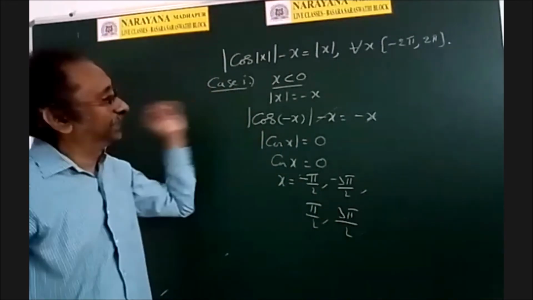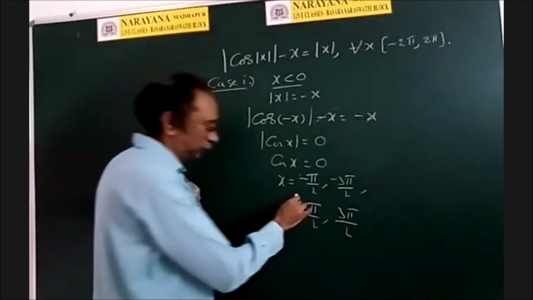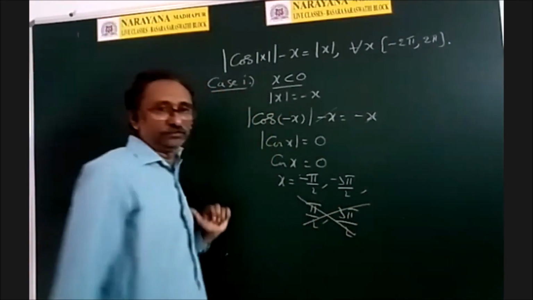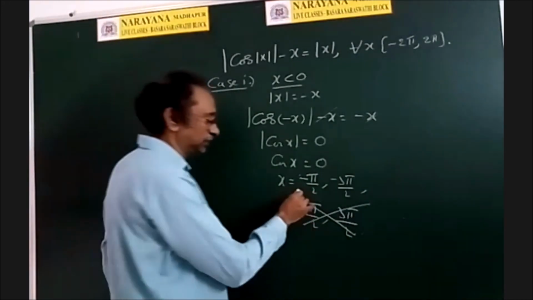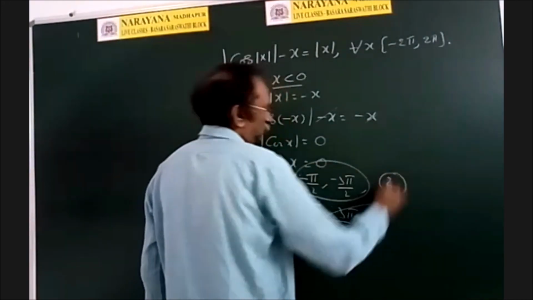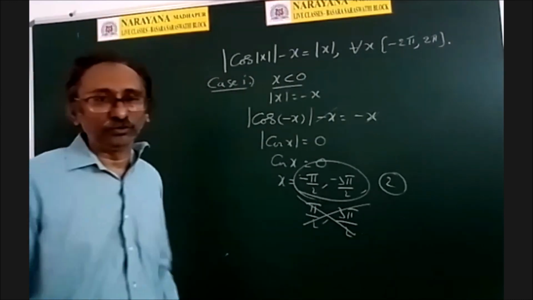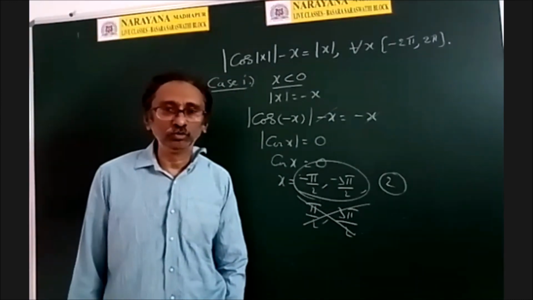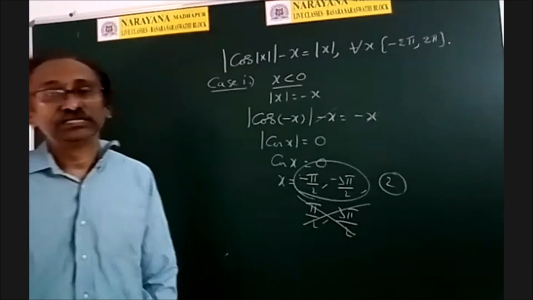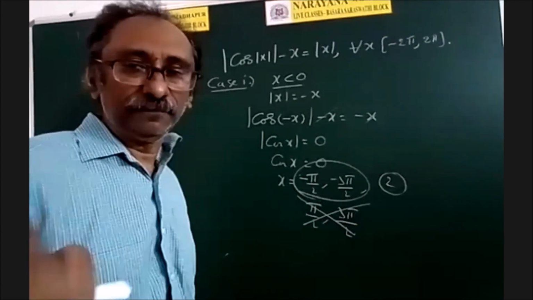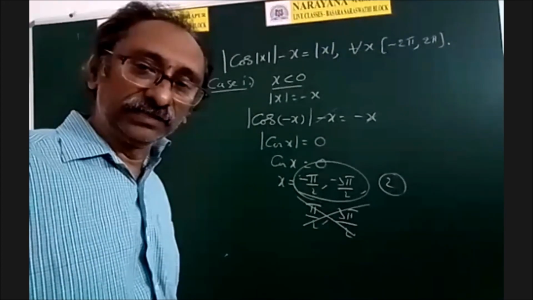But what is the heading here? x is negative. Therefore, you should not take positive values. So how many values are there? 2. So in the first case, you got 1 solution. In the second case, you got 2 solutions. So totally 3 solutions are there. Okay, so the answer is 3.